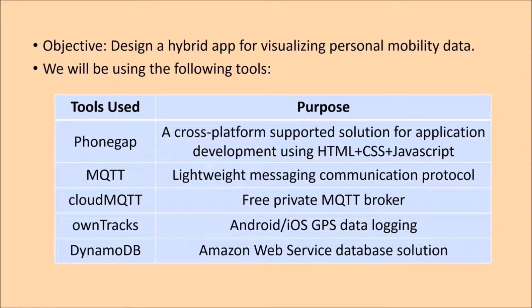Okay, let's now move on to the app. In this hybrid app, we'll be visualizing personal mobility data. We'll be using 5 tools: Phonegap, MQTT, Cloud MQTT, OwnTracks, and Amazon DynamoDB.